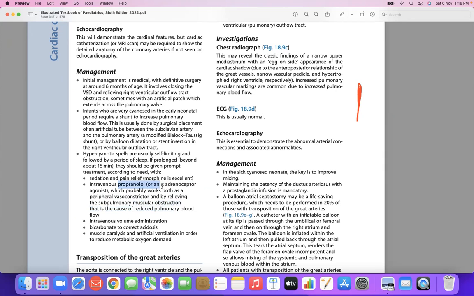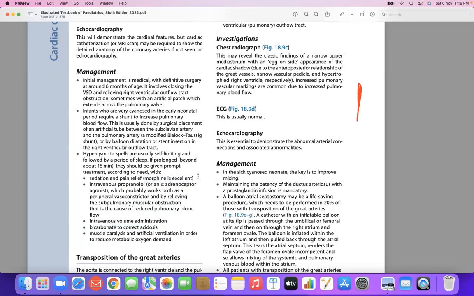So you can remember beta blockers. First thing is morphine. Next thing is the beta blocker, that is propranolol. Next is IV fluid administration. Then bicarbonate to correct acidosis. Muscle paralysis and artificial ventilation in order to reduce metabolic oxygen demand. This is the last resort. I think most of them will improve with morphine.